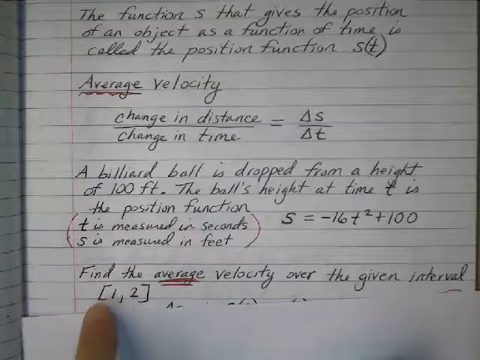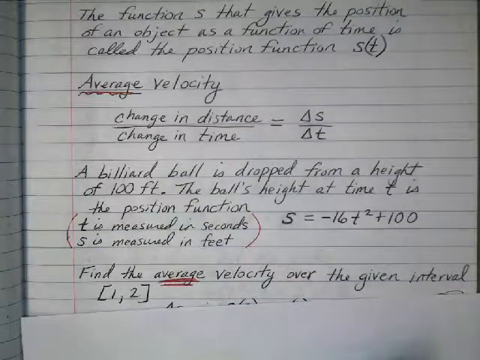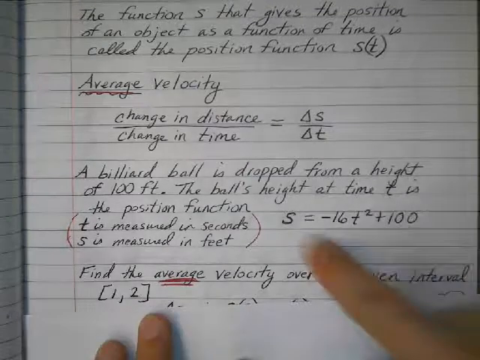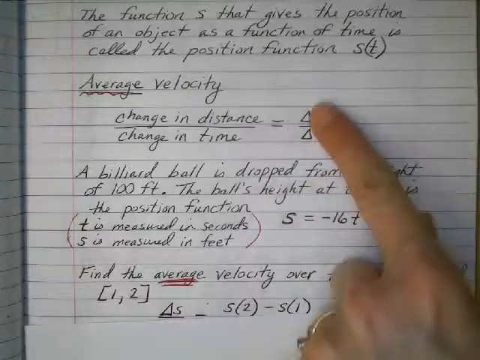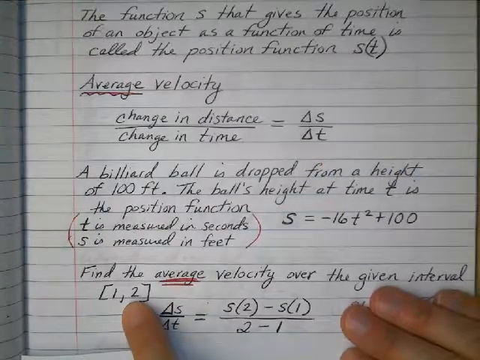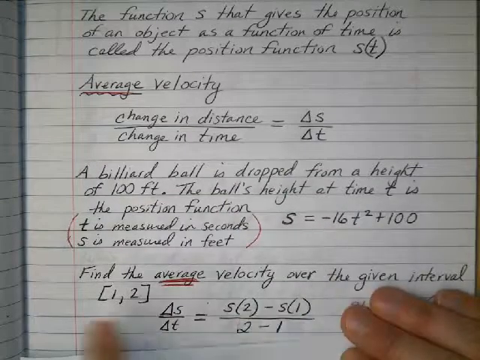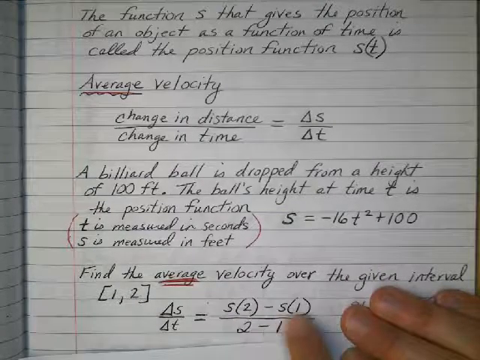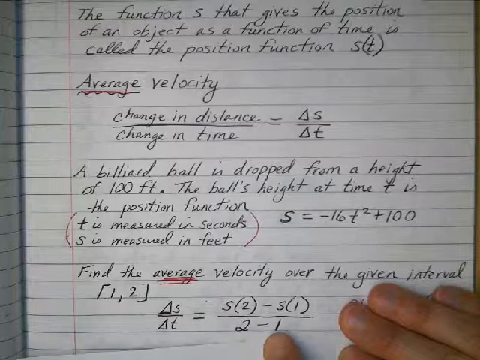So this is like going from 1 second to 2 seconds. From 1 second to 2 seconds, how much does the ball drop? How much change in position over change in time? You're going to use this change in s over change in time, so you plug in s of 2. If you put 2 into that function for time, after 2 seconds, what happens? What if you plug in 1? So it's s of 2 minus s of 1, and the bottom is change in time, 2 seconds minus 1 second.